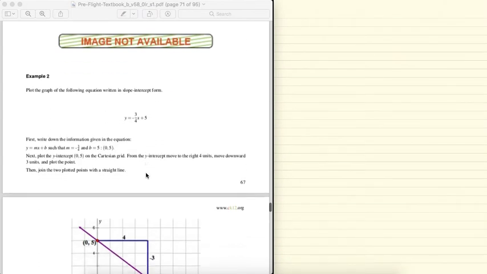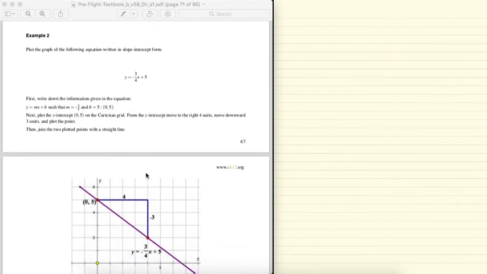All right, now we're going to go through example 2. It says plot the graph of the following equation written in slope-intercept form. So we have the equation y equals negative 3/4 x plus 5. Now I know the negative is written right in front of the fraction, and the negative can be applied to the numerator or the denominator of this fraction. Does not matter. It can only be applied to one location, either the top or the bottom, not both.